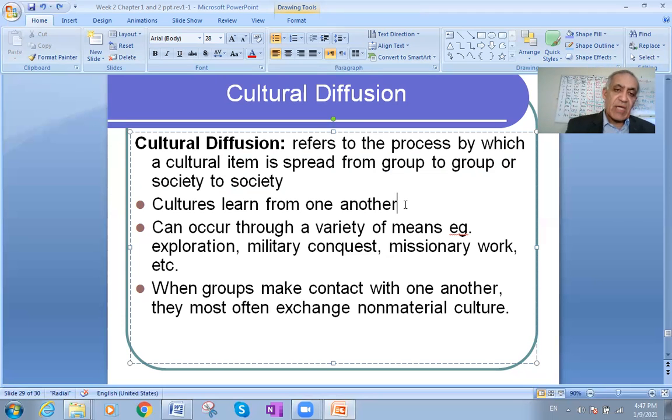Same thing: learning about one another can occur through a variety of means, for example exploration, military conquest, missionary work, etc. So we can learn about the cultures of other people. When people are mixed in one place, they will learn about the cultures of others. And this is the point we want to talk about: when groups make contact with one another, they most often exchange non-material culture.